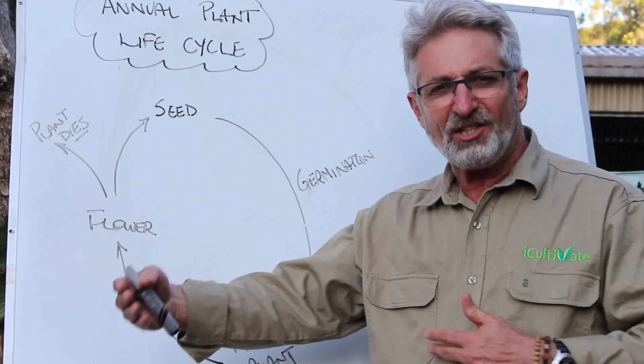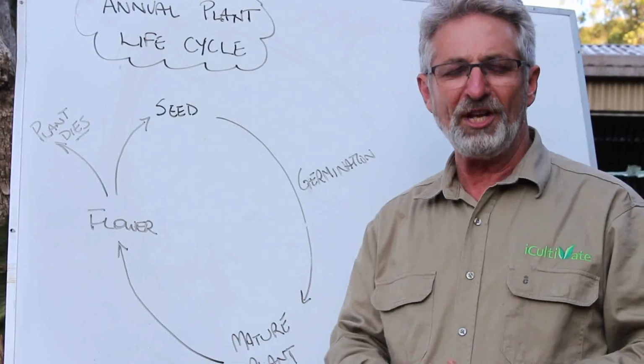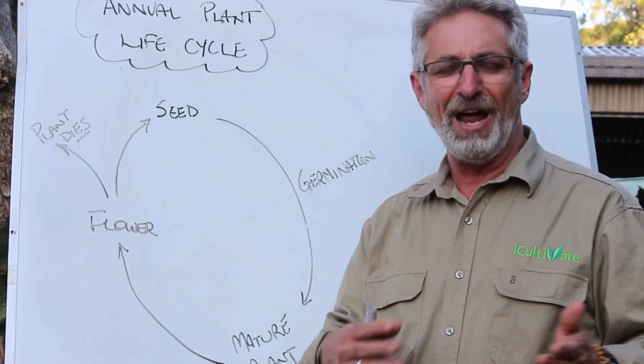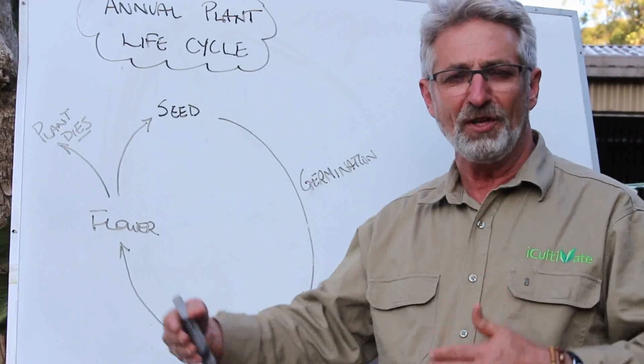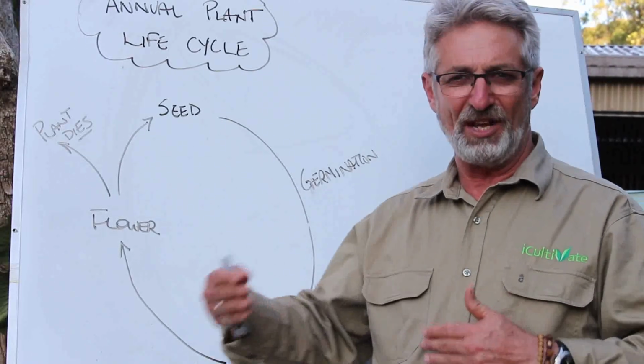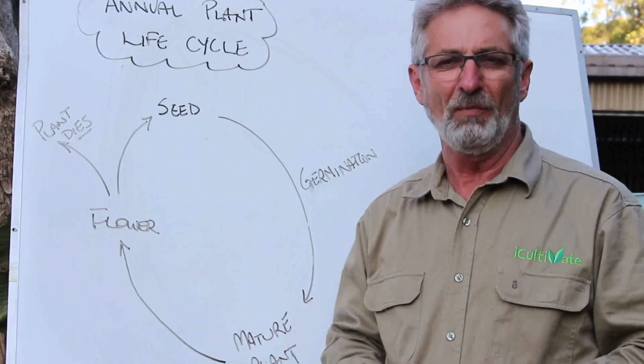So when planting annual plants, you need to understand that the lifespan of that plant is limited. You can extend it through appropriate pruning, and you can see one of my other videos about that. And also you may find, depending upon the climate of where you live, that you may be able to extend the life longer there as well.